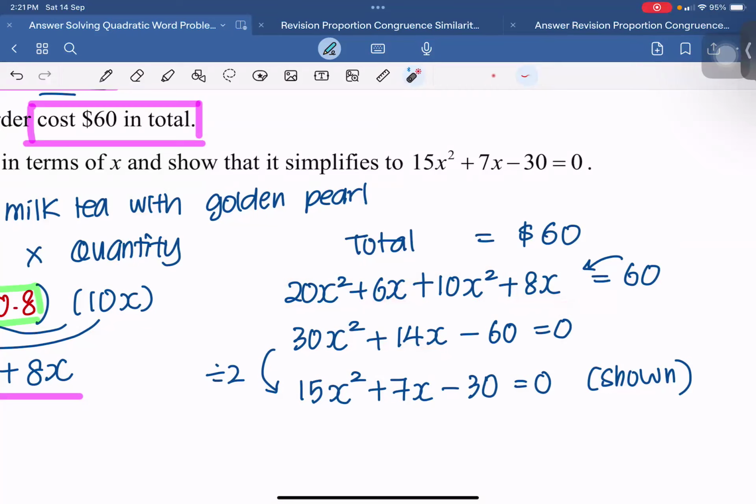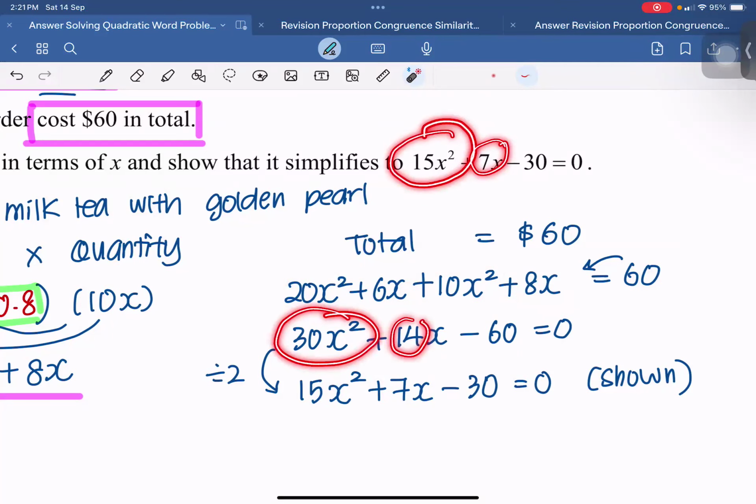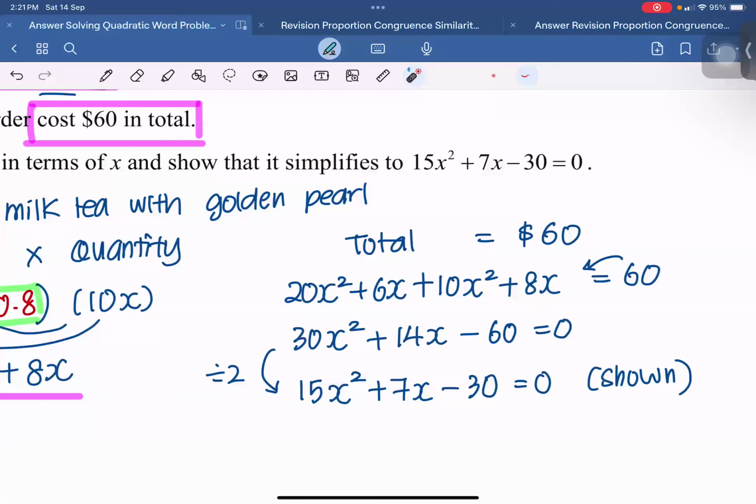But next step, can you tell me what to do? This one is 15x squared, but mine is 30. They want 7, mine is 14. 30, mine is 60. What do I need to do? Take out the common factor. Because this is equal to 0, I can divide by 2 straight away. When we do expansion and simplification where there is no equal to 0, I have to leave this as the answer. But now it says equal to 0, I can reduce. So take out the common factor or divide, and get this answer.